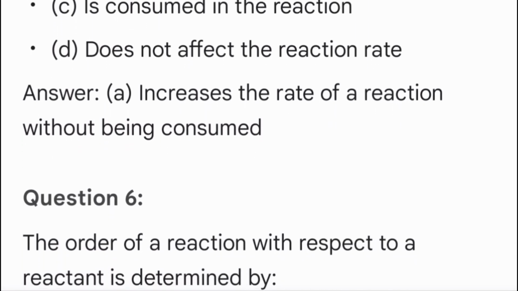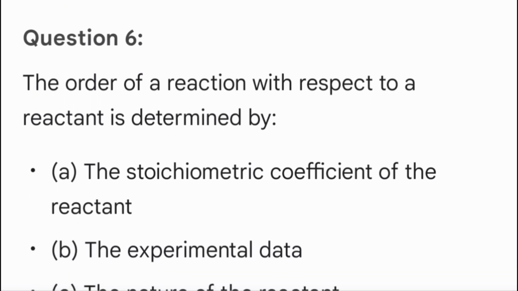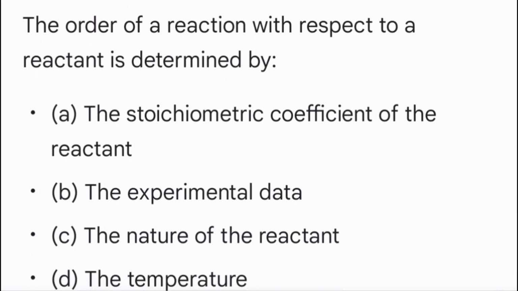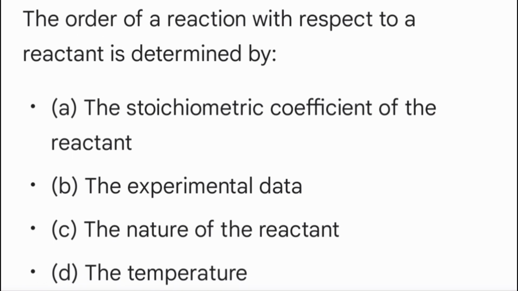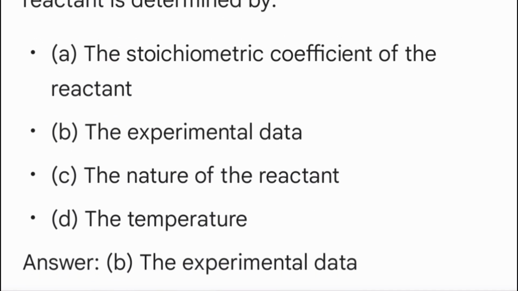Question 6. The order of a reaction with respect to a reactant is determined by A. The stoichiometric coefficient of the reactant. B. The experimental data. C. The nature of the reactant. D. The temperature. Answer. B. The experimental data.